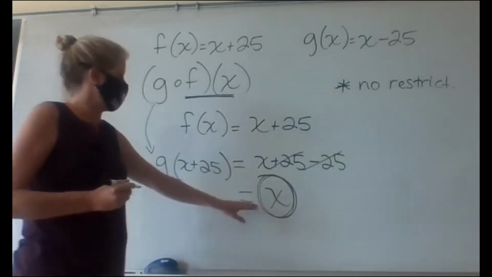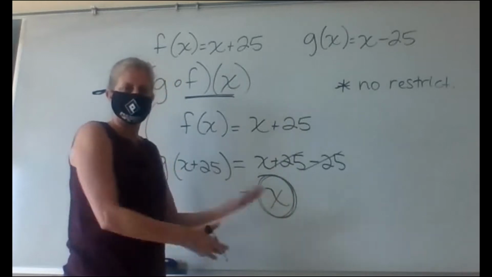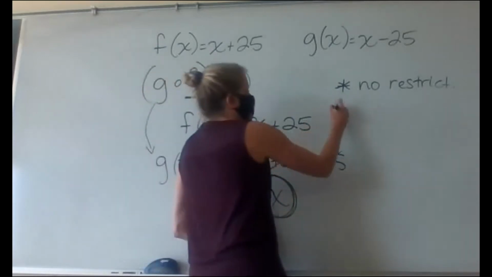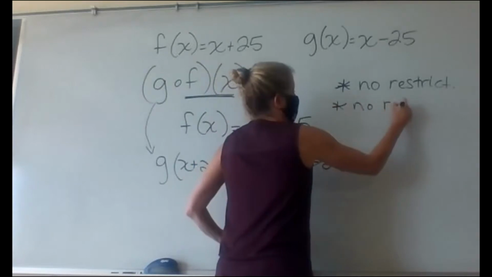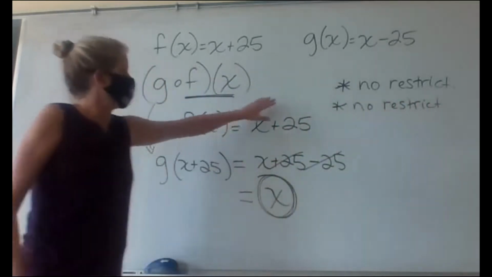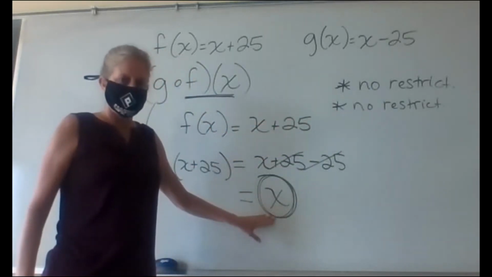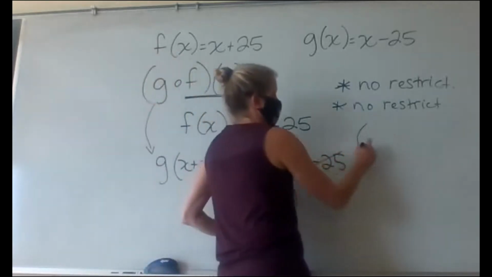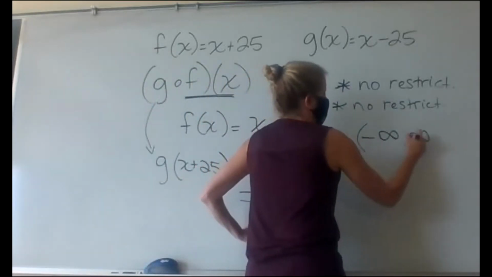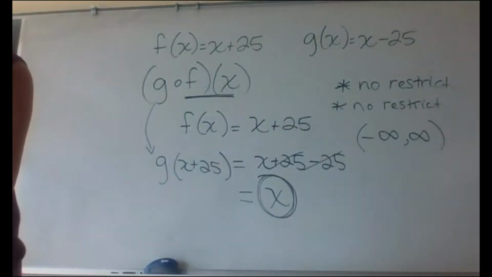Now you're trying to say, are there any restrictions in this part? Well, it's just an x. I can put anything there I want. There's no restrictions in that part of the domain either. Which means no restrictions in the first part, no restrictions in the second part. So there's no restrictions at all. So your domain, again, is negative infinity to positive infinity.